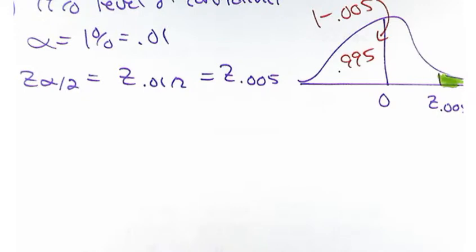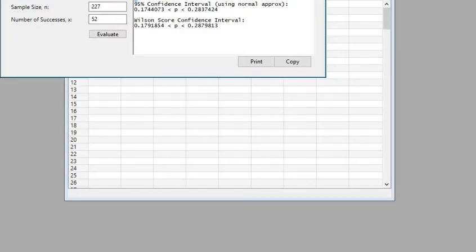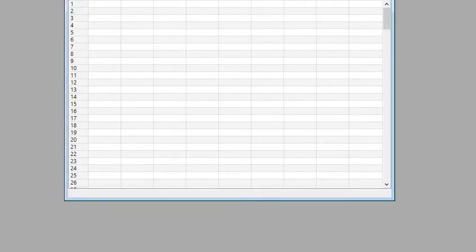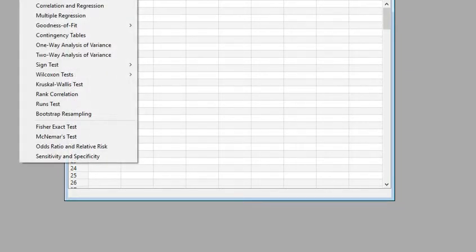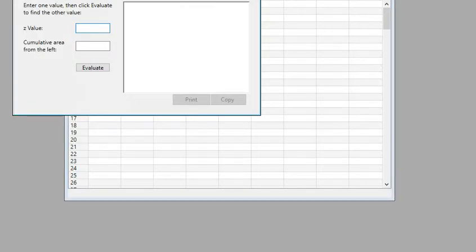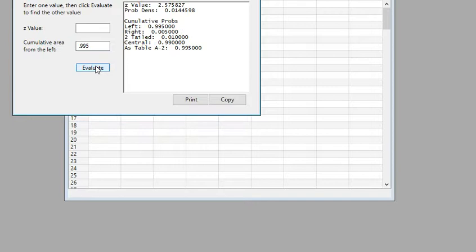Lauren, what'd you get? Well, we don't want a confidence interval. We just want the z value. So you go to analysis, probability distribution, and then normal distribution. So if you're doing it on Statdisk, again, we want the area to the left. What's that area to the left? 0.995. So it should give me 2.575 something.